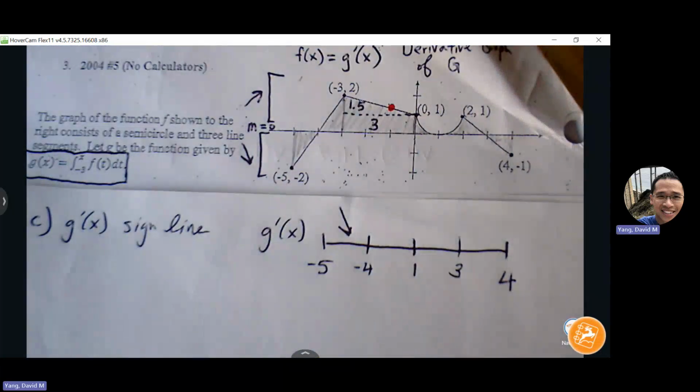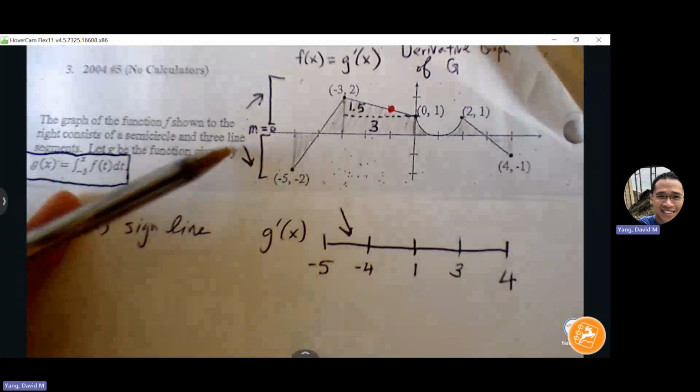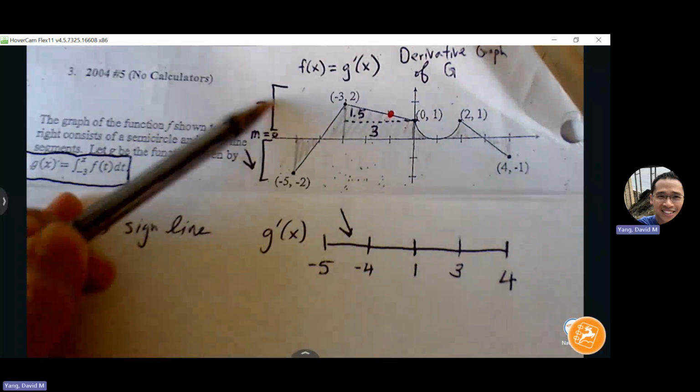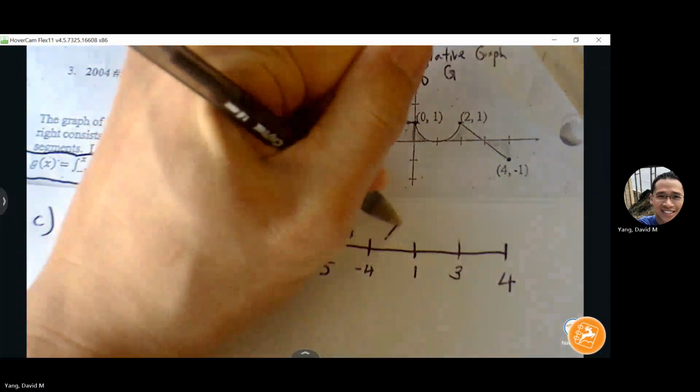Don't look at the rise and fall of the graph. Look at where it's located. Is it above or below the x-axis? Yeah, it's above, so we want to indicate that as a positive slope.